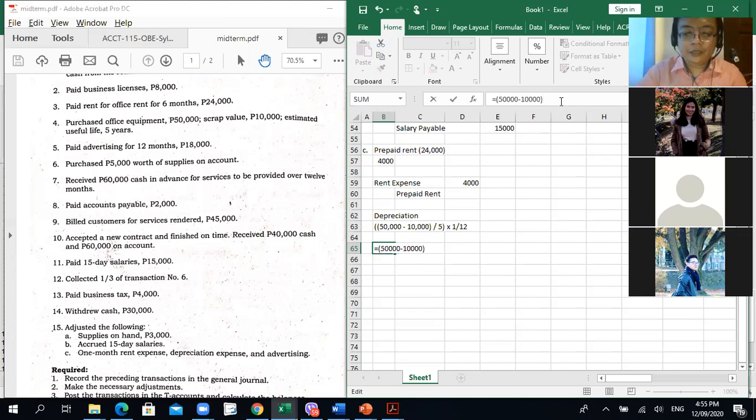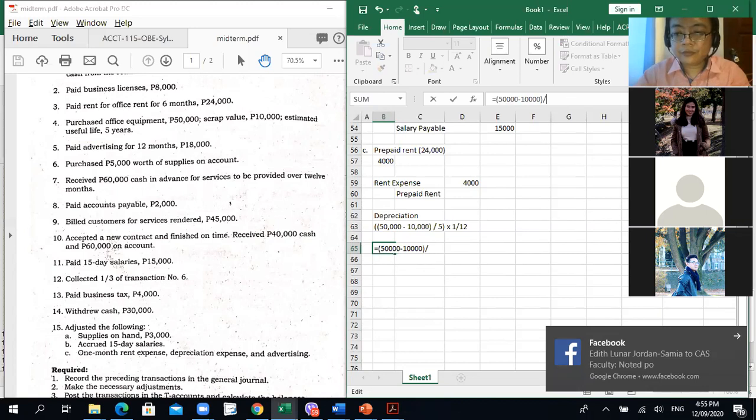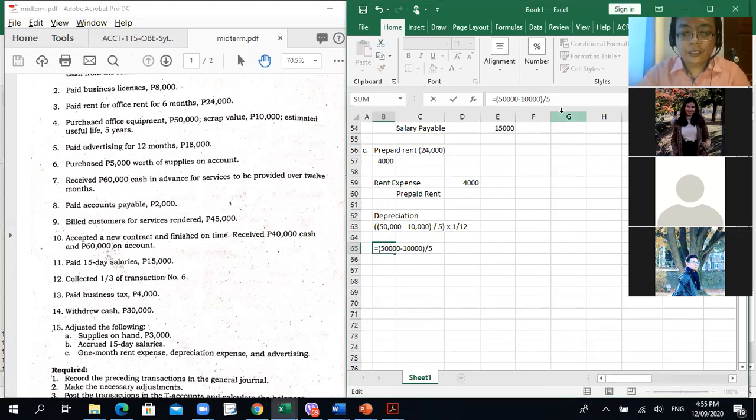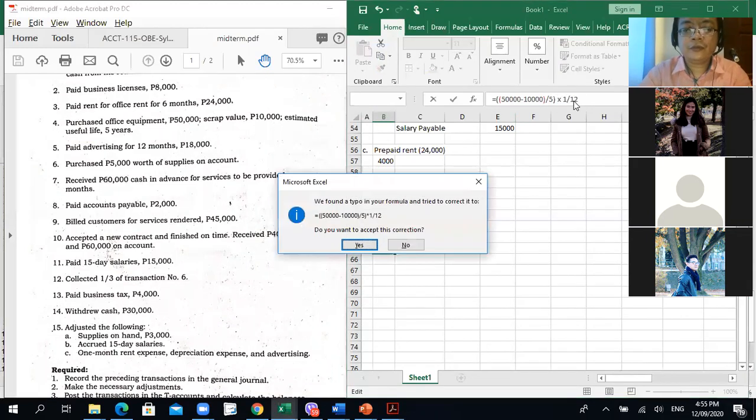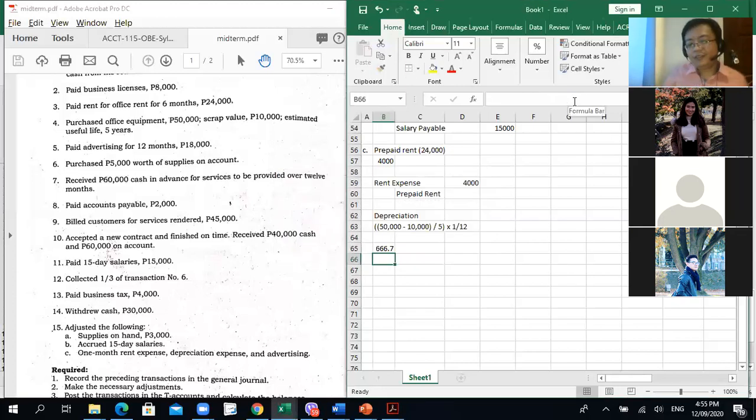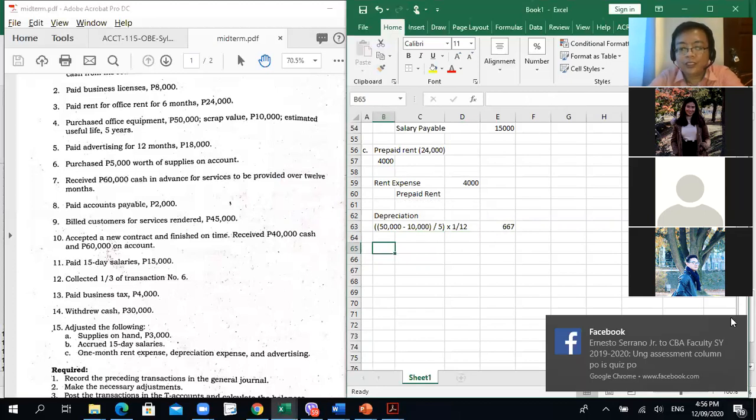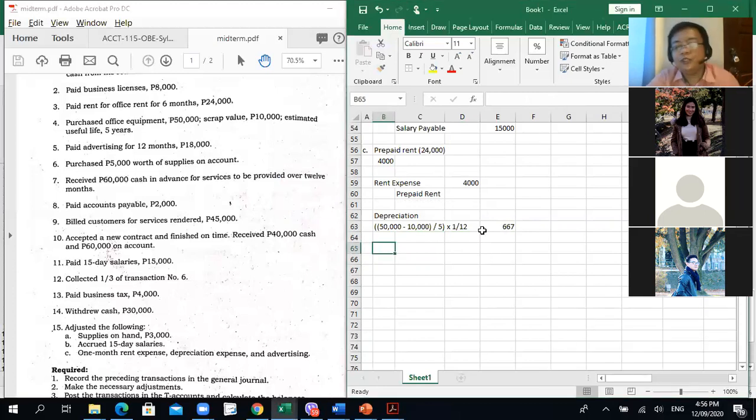Then you divide it by 5, and you multiply it by 1/12. Are you correct? 667. Or we can just use 667. Or 666.6. So the answer here is 667. Decimal places are fine, you can use 666.70 and that is okay, but for this, I will use 667.